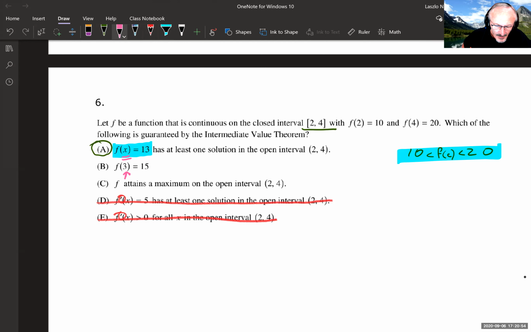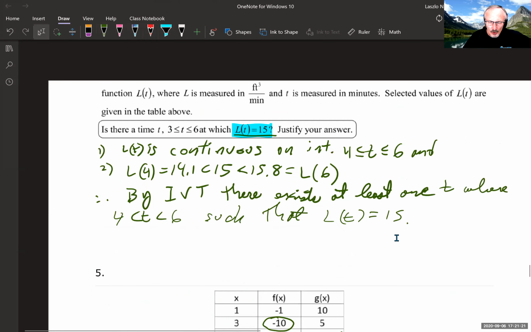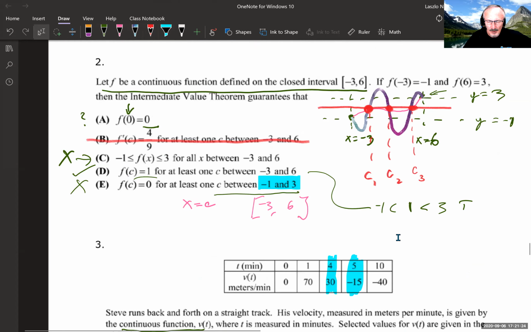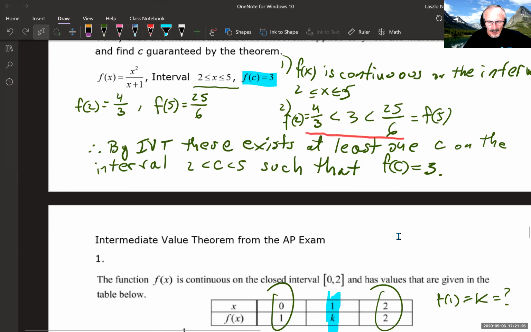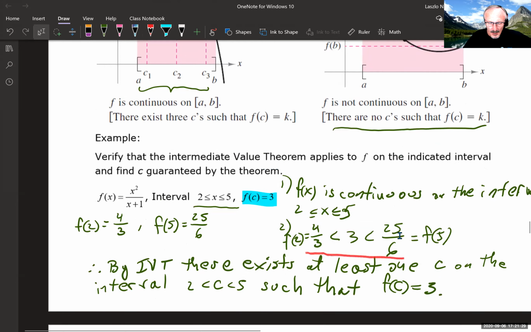So let's see. Part C, f attains a maximum on the open interval 2 through 4. Again, this is not the extreme value theorem or anything like that. This is simply the intermediate value theorem. So this is a pretty bad distractor, and we're going to rule that one out, although that one was pretty phenomenal. So this really brings us to the end of our intermediate value theorem journey, except that we're going to go back to the first problem that we looked at.